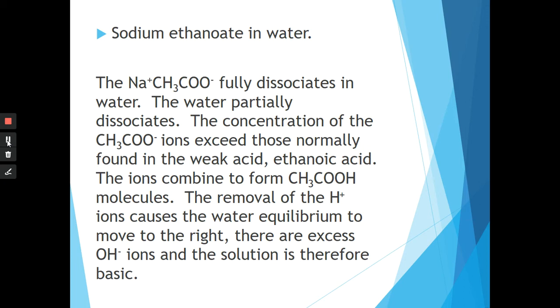Therefore, our molecules are going to form. So the H positive ions from water plus the ethanoate ions will combine to form molecules of ethanoic acid. Okay? We're removing H positive, therefore we're disrupting the equilibrium of water to try and compensate for that. But there are excess hydroxide ions and therefore we've got a basic solution.